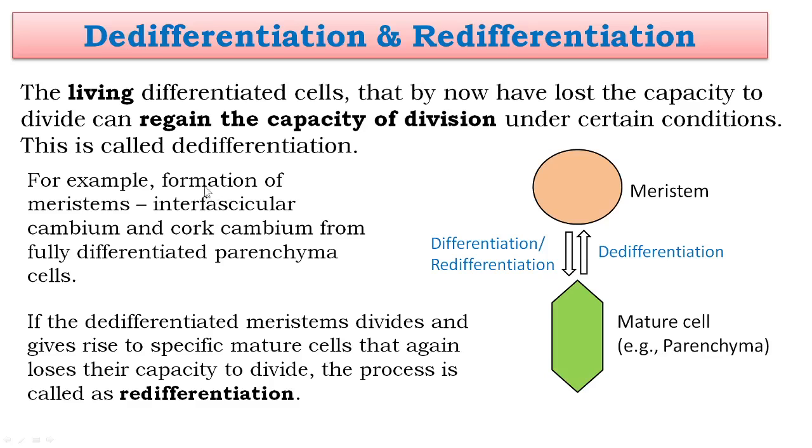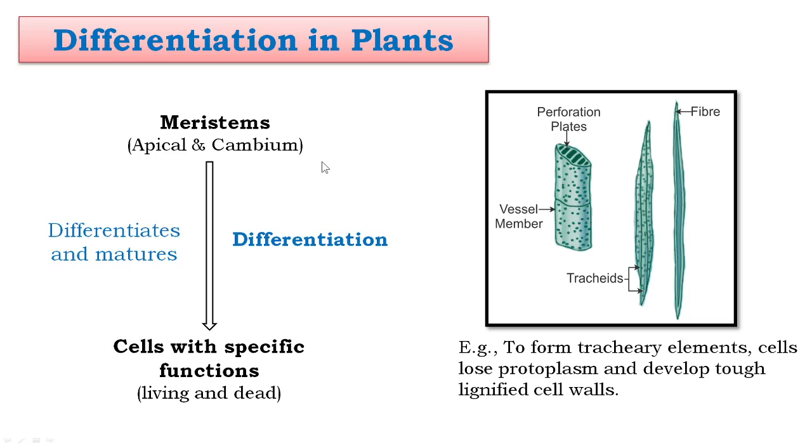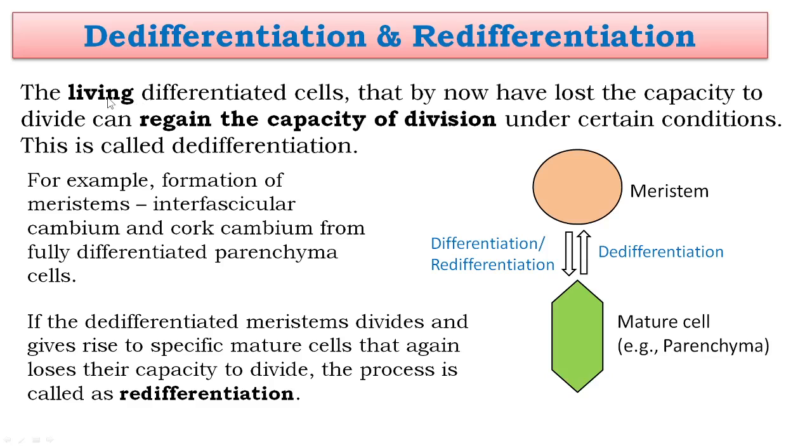So we also have dedifferentiation and redifferentiation. So after differentiation, there are dedifferentiation and redifferentiation. The living differentiated cells give rise to re-specialized cells, which can be living cells or dead cells. A dead cell example is tracheates. A living cell example is the parenchymatous cell, which comes from a meristematic cell that differentiates into a living parenchymatous cell.